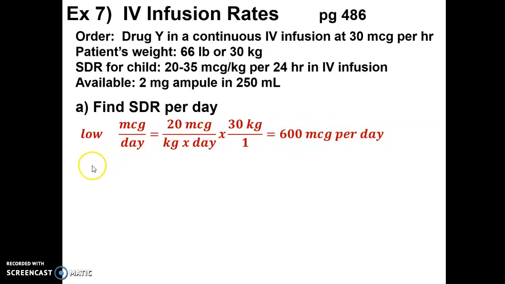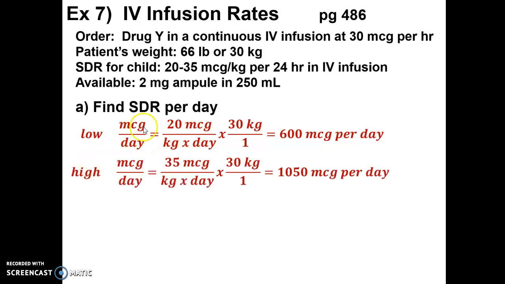Now, the high side of that is very similar. We're looking for micrograms per day. This time we work with the 35 micrograms per kilogram per day, multiplied by the weight, and we get 1,050 micrograms per day. Now, part B wants us to figure out what is the safe dosage range per dose.